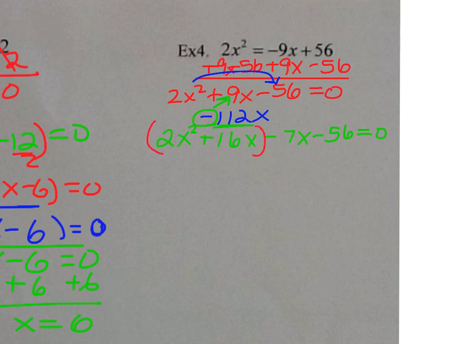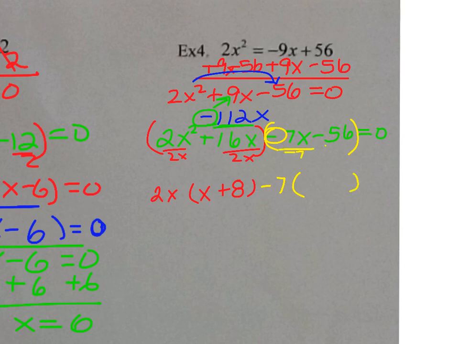Red group, yellow group. In the red group, GCF is 2x. So divide everything by 2x to figure out what goes inside. So I have x plus 8. In the yellow group, notice there's a minus there, so bring down the minus. GCF is 7. So divide everything by negative 7, and I get x plus 8. Notice parentheses are the same. That's what they have to be.